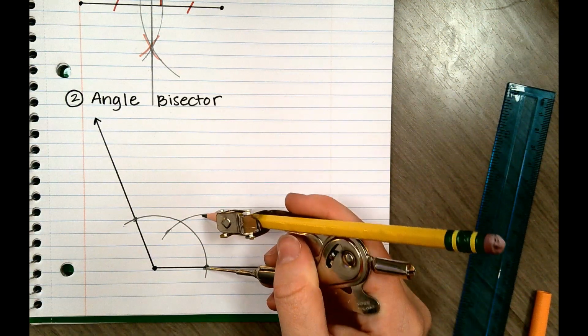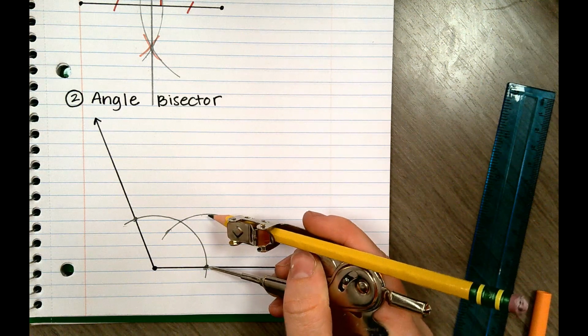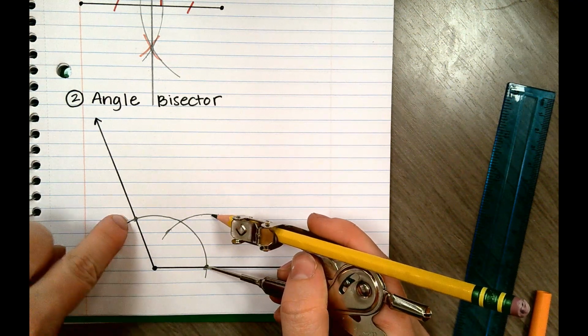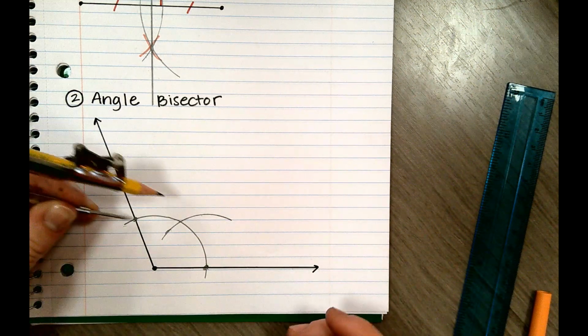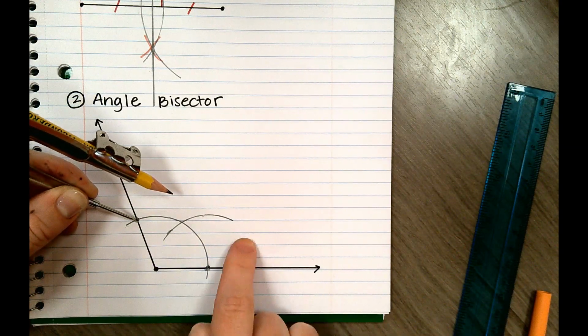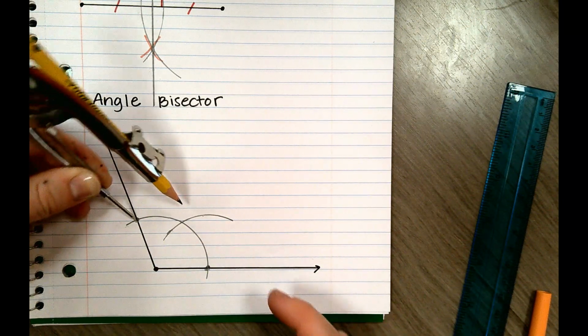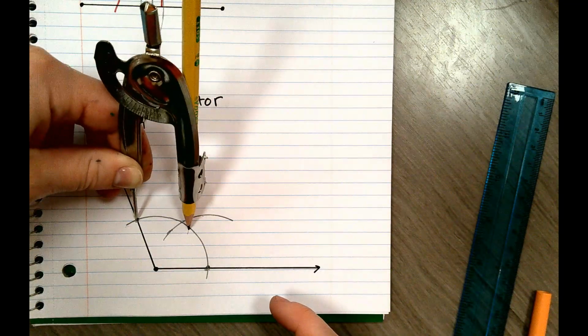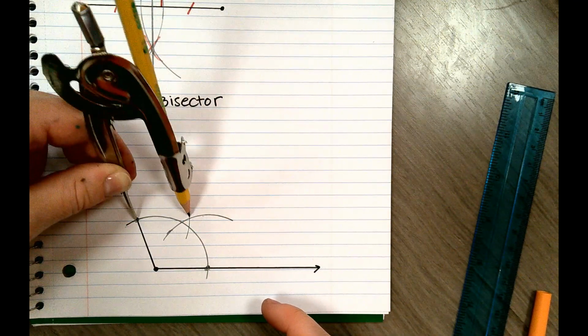Once I've made my second arc, where do I go next? Yeah. The other point, the other intersection that we made. Now for your third arc, you just need to make sure that you're crossing through your second arc at some point. So there we go.